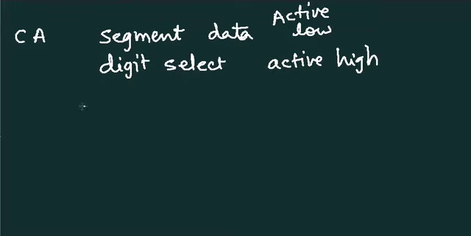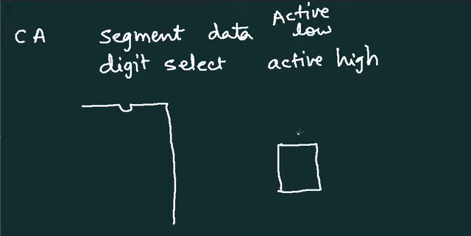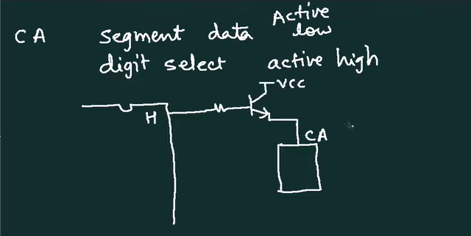Then how do we draw this? Again the display is common anode. So, common anode. Then digit select line is active high. So, this is going to be high, and when it is high the digit should be selected. So, what we have to do is we have to use an emitter follower kind of thing. So, we have to use a PNP transistor, and this we have to repeat for all the rest of the digits accordingly.